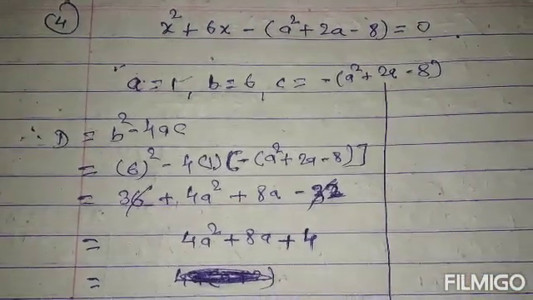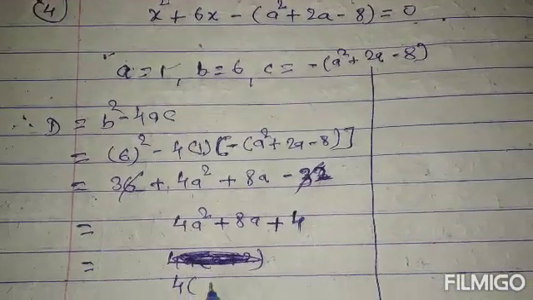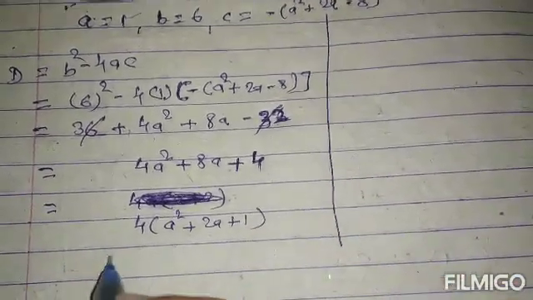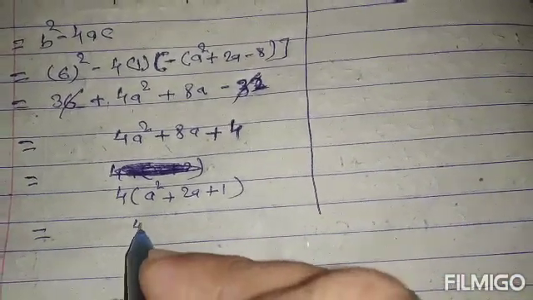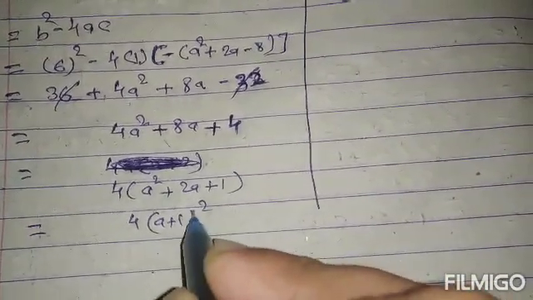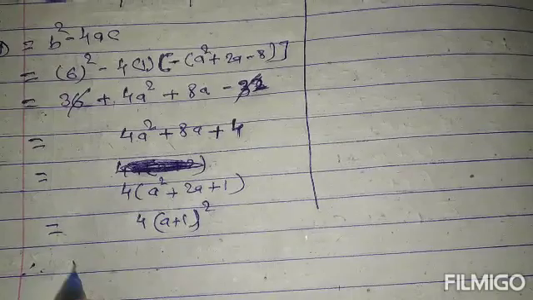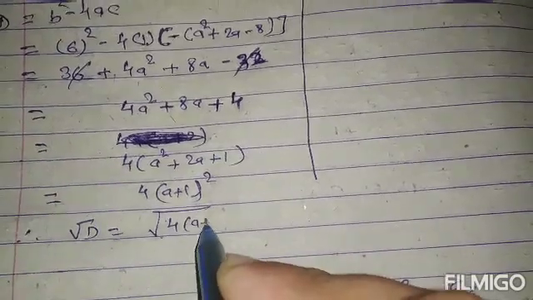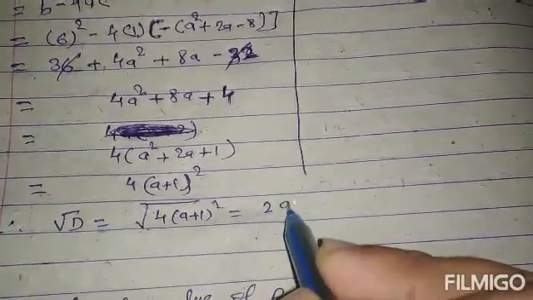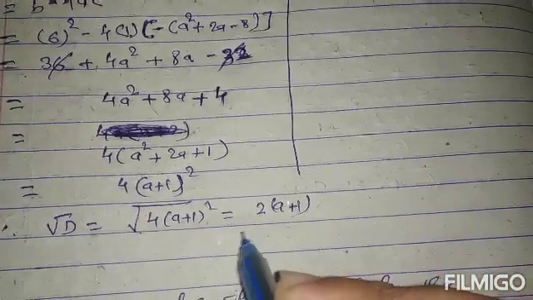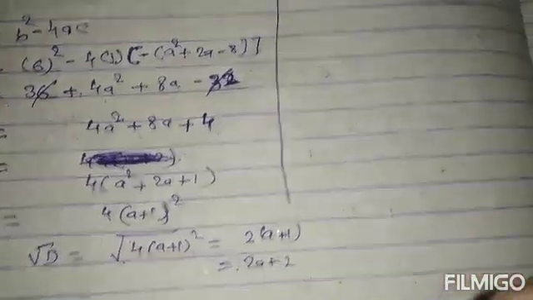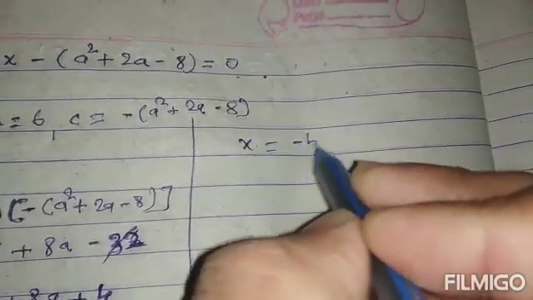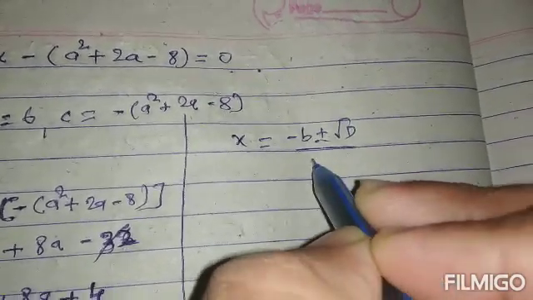Okay, it is very clear that 4 is common. If we take 4 out, inside there will be a square plus 2a plus 1, and this can be further written as 4 into a plus 1 whole square. Therefore, if we find the value of square root of d, it equals 2a plus 1, or you can write 2a plus 2. Therefore, the value of x is given by minus b plus minus under root d upon 2a.